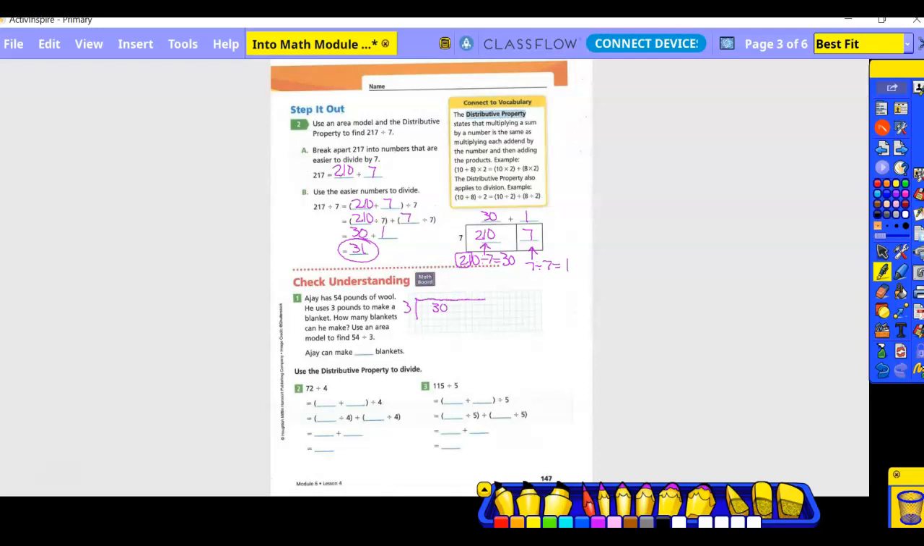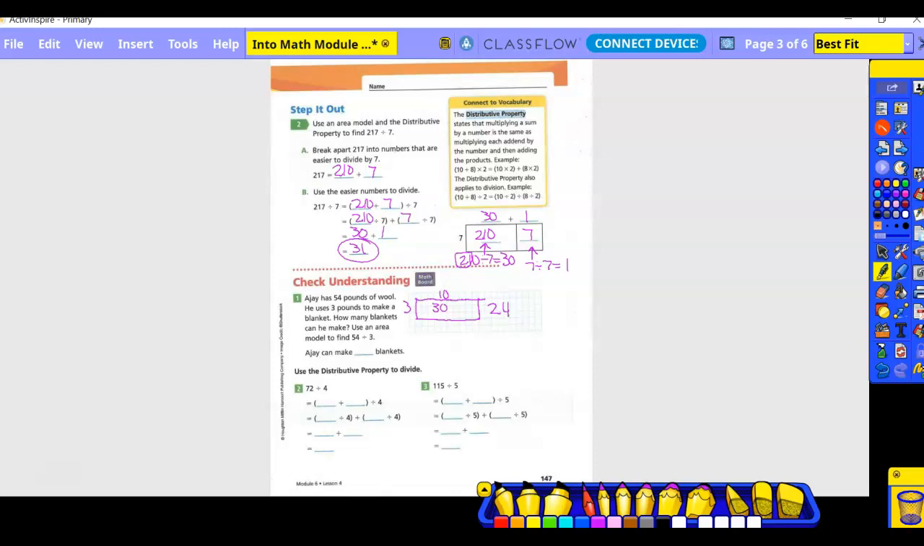I think that's 10. Oh, I went one too many. Okay, so we said we went over 10 boxes. Okay, if I take 54 minus 30, what do I get left over? 24. So I'm going to put 24 here.